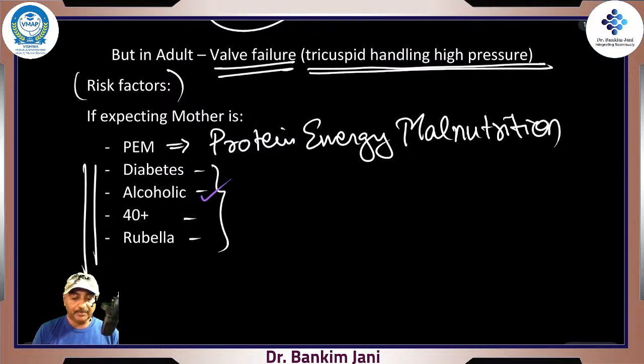So that's why some things can be avoided, right? Protein energy malnutrition, diabetes, with proper exercise and proper lifestyle. Why let diabetes develop? Then alcohol, which can always be avoided. There is no advantage of alcohol, right? It is the addiction thing. 40 plus, rubella. These are the things which can be treated.